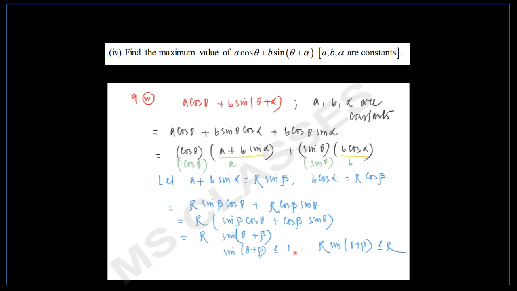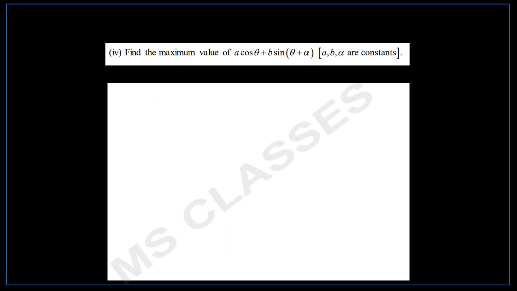How to find R? See, very simple. This is 1, this is 2. Square and add, and you'll get R. Simply square and add. So squaring and adding 1 and 2. I take it to the next page.